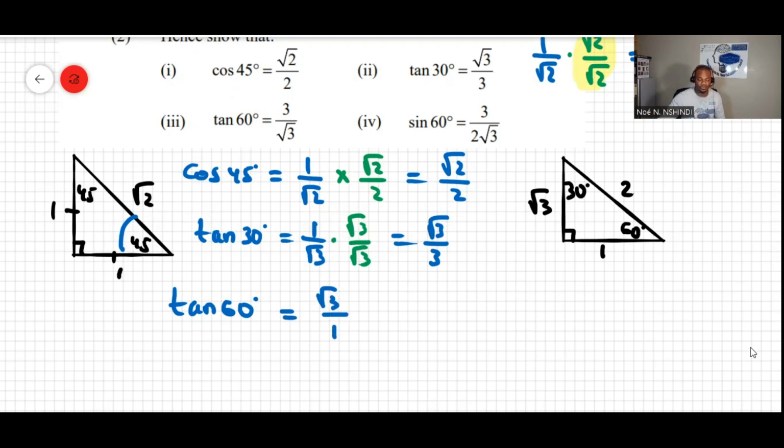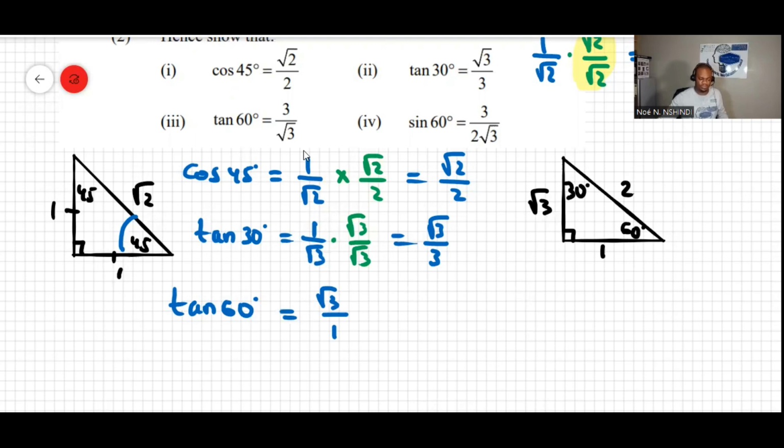So if you don't know how I get the values here, I will suggest you look at the previous video, video number 1 in grade 10 trigonometry, to understand why. Because when I say the angle is here, the reference angle is here, opposite the angle is root 3, and adjacent to this angle is 1. Okay, so and then there we have 3 over root 3.